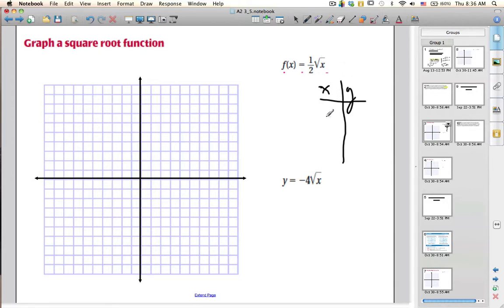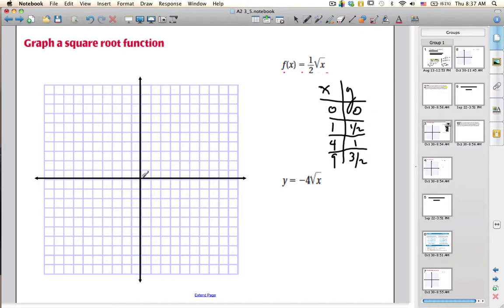What constitutes easy depends on the function. This is a square root function, so any input that I choose, I'm going to take the square root of it. So I'm going to pick perfect squares because those are easy to simplify. I'm going to pick 0, 1, 4, and 9 because these are perfect squares. The square root of 0 is 0 times 1/2 is 0. The square root of 1 is 1 times 1/2 is 1/2. The square root of 4 is 2 times 1/2 is 1. And the square root of 9 is 3 times 1/2 is 3/2.